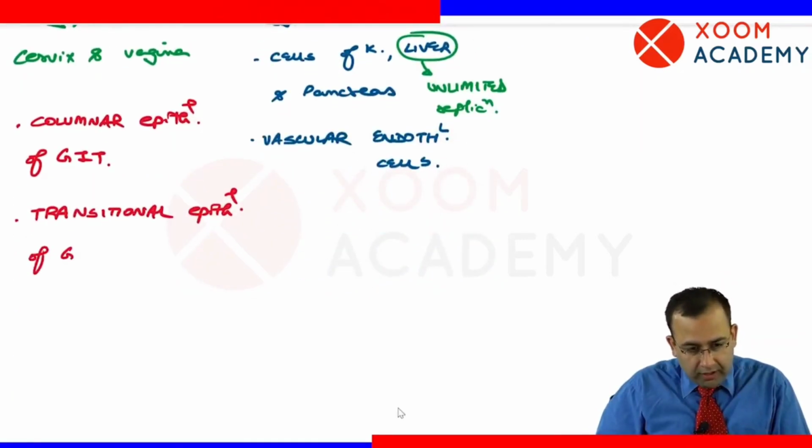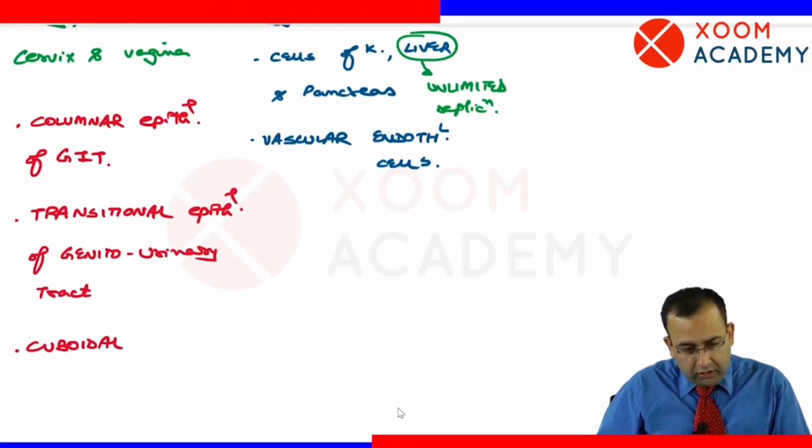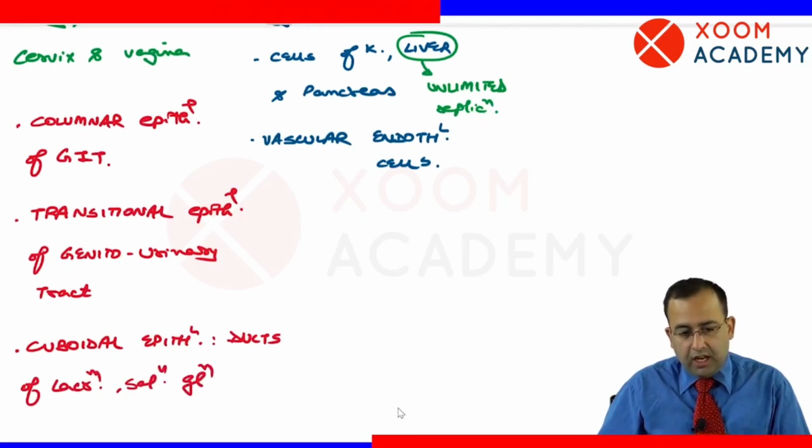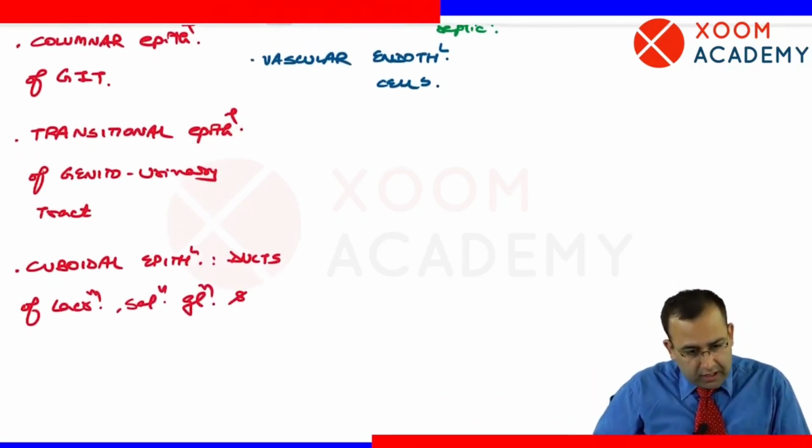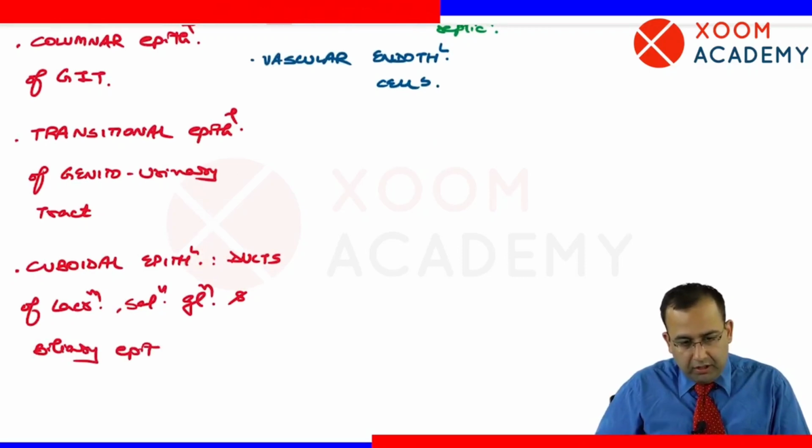Transitional epithelium of the genitourinary tract. And lastly is cuboidal epithelium of the ducts of the lacrimal and salivary glands and biliary tract, the biliary epithelium.